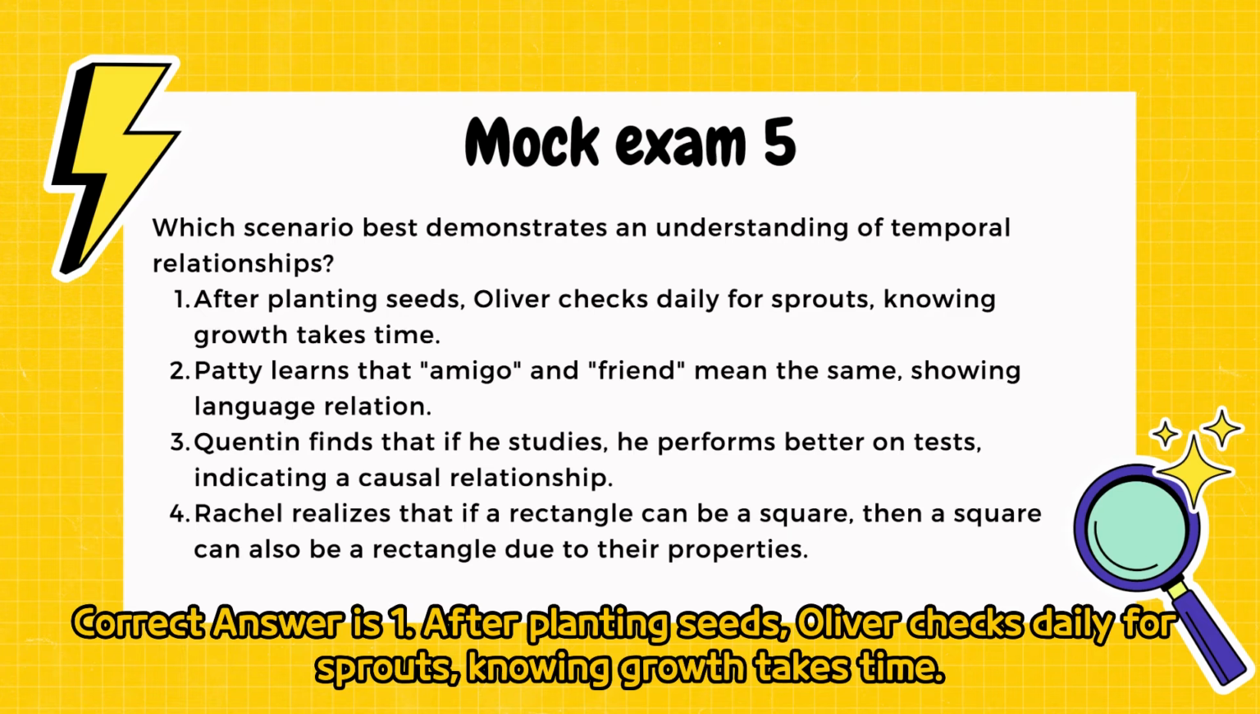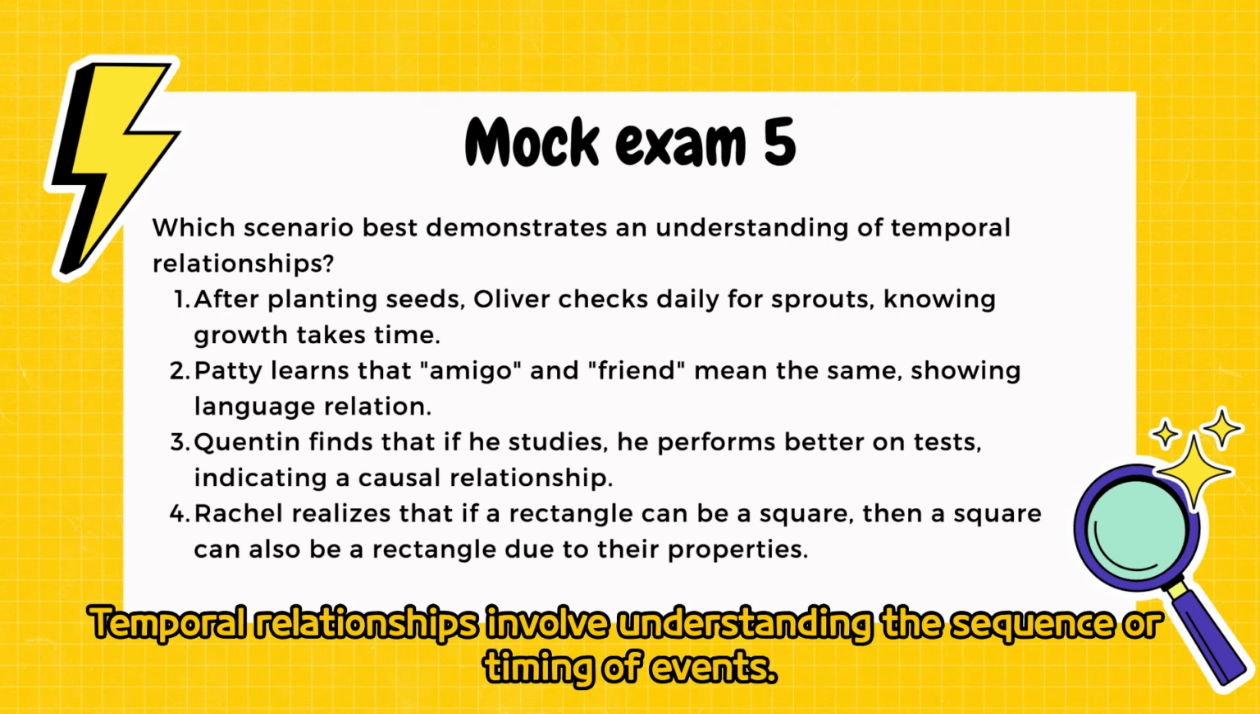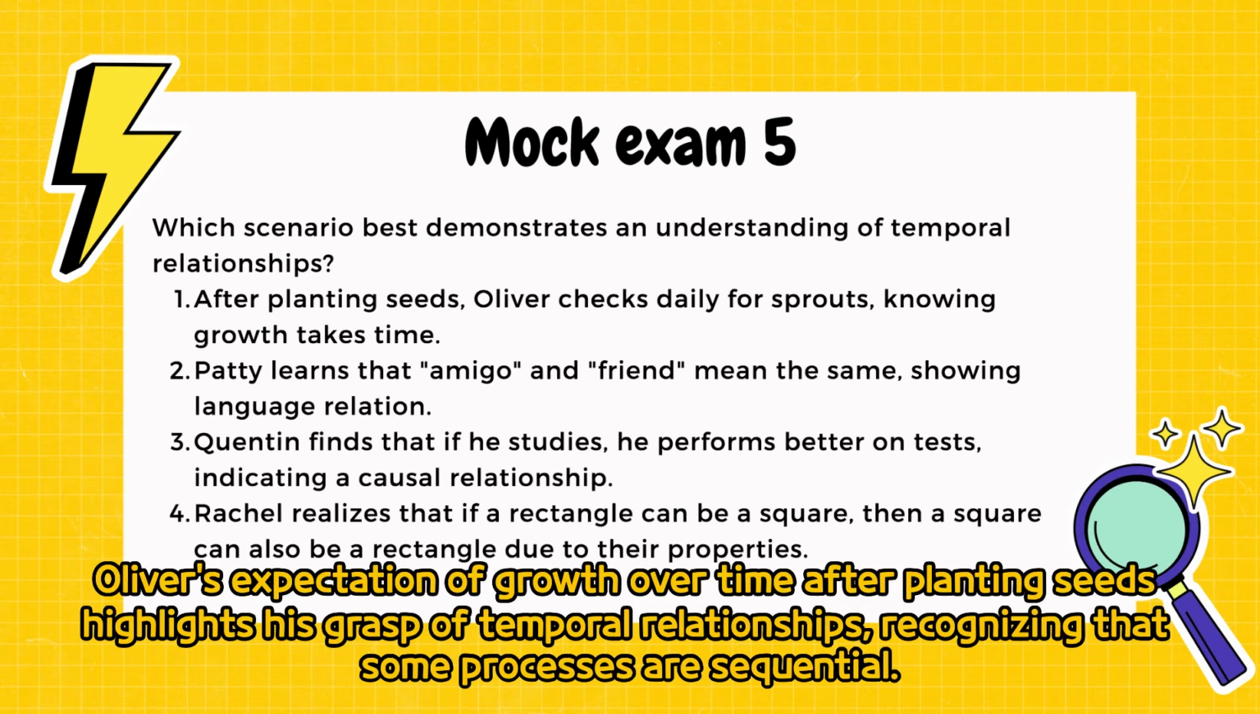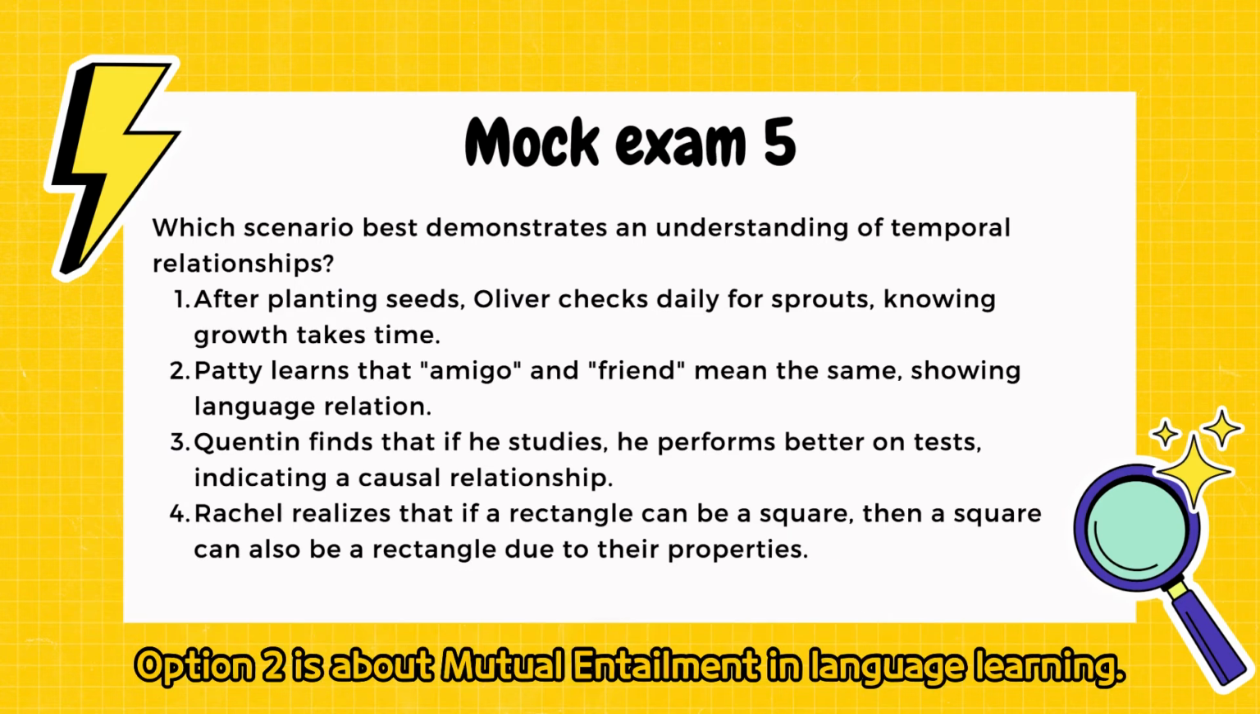Correct answer is 1. After planting seeds, Oliver checks daily for sprouts, knowing growth takes time. Temporal relationships involve understanding the sequence or timing of events. Oliver's expectation of growth over time after planting seeds highlights his grasp of temporal relationships, recognizing that some processes are sequential. Option 2 is about mutual entailment in language learning.